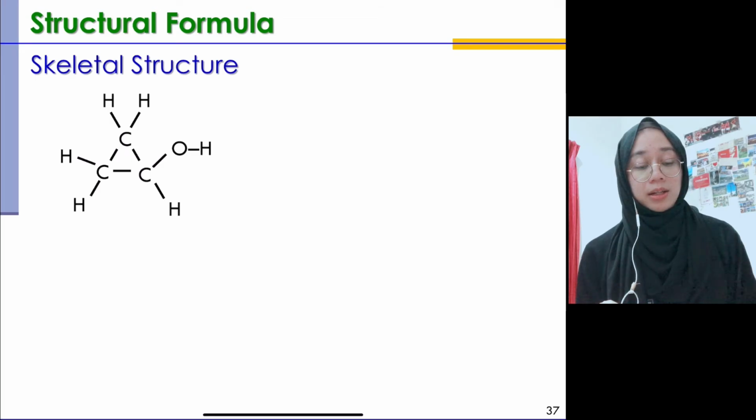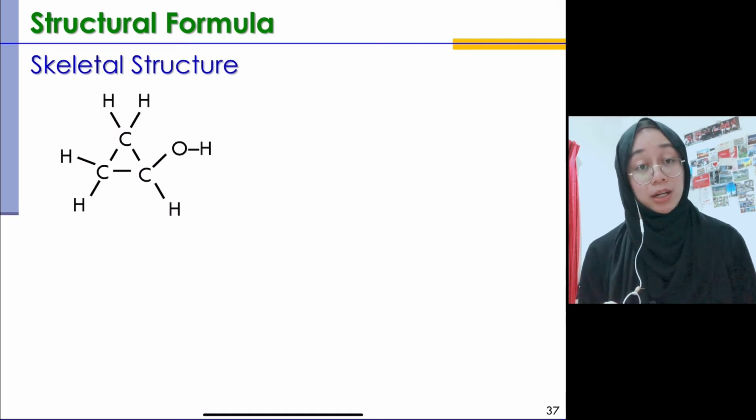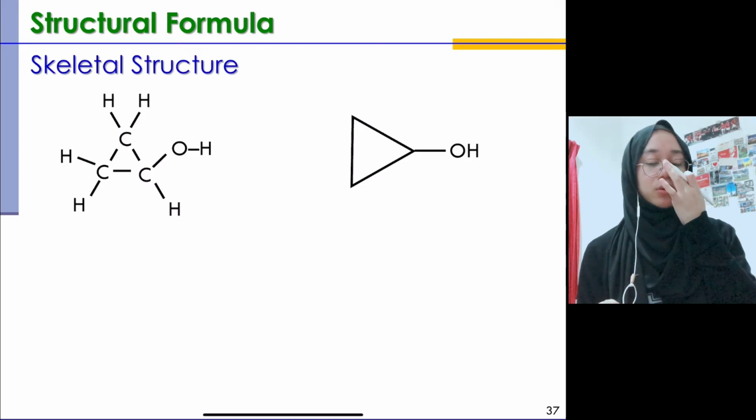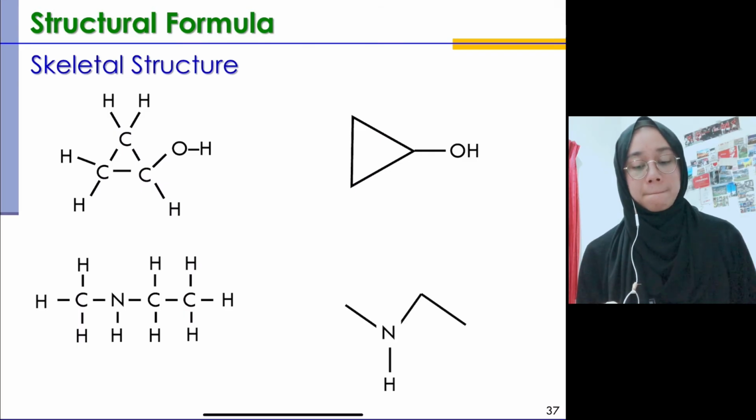Okay, and then yang ni pula contoh kalau kita ada ring. Okay, this is a ring sebab kita punya carbon ni membentuk ring. Okay, so dia ada OH juga kat situ. Okay, so yang ni skeletal structure dia. Dan satu lagi contoh adalah kita ada amine dekat sini. Okay, so ini adalah contoh untuk dia punya skeletal structure.